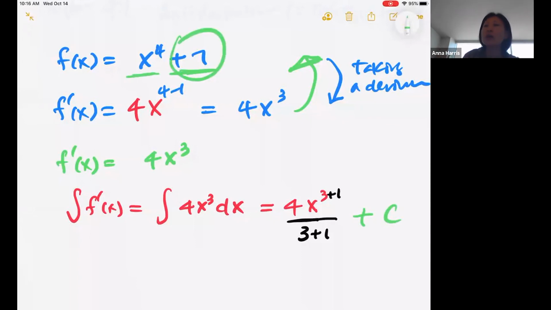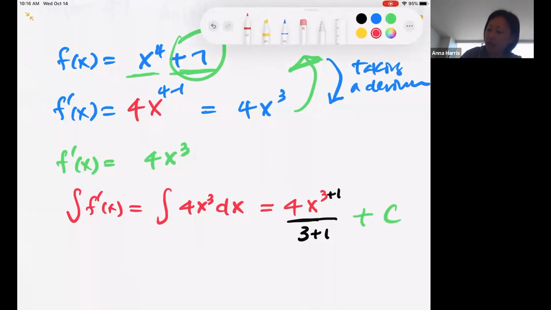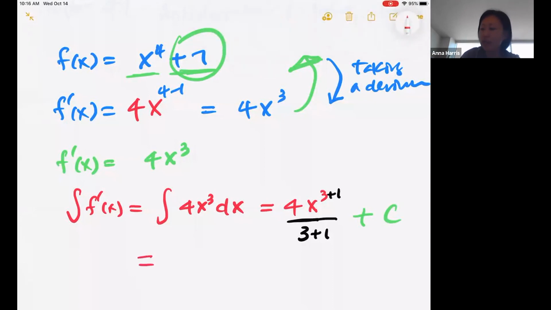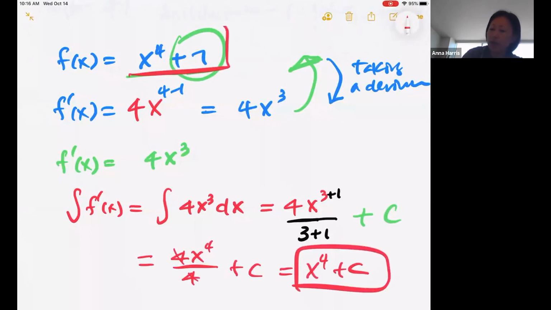I'm gonna worry about only the x with some power in it. So looking at that, what do I get? I'm just gonna simplify. So I have a 4x to the what? 4 divided by 4 plus c, which is what? 4 and 4 cancel out. I get x to the 4 plus c, which is the same as that. Does everybody see what I just did? So antiderivative just means you're going backward. All right, let's do another one.